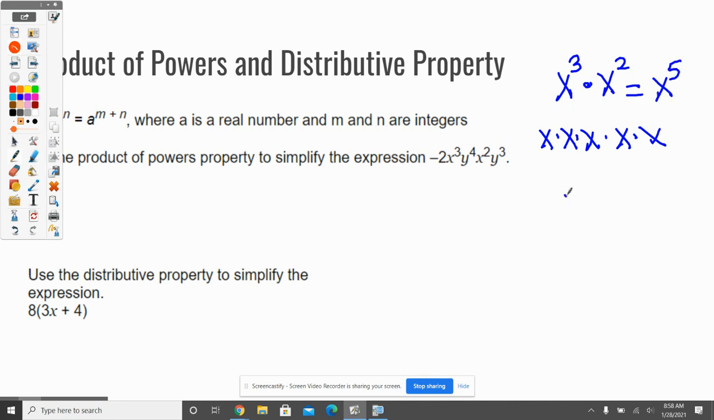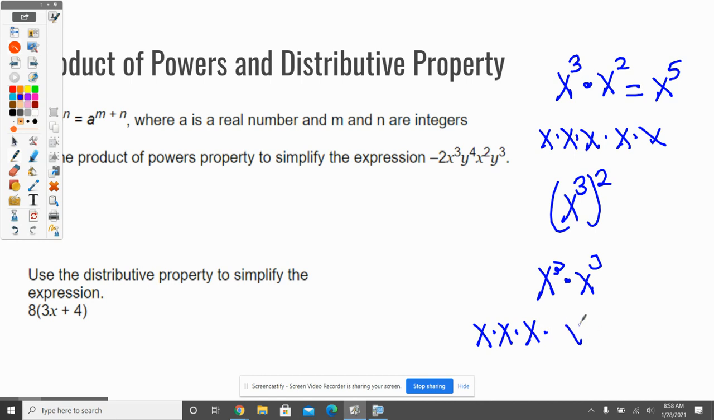Now, what happens if I have x cubed squared? This is called power to a power. Well, what does that mean? It means I have x cubed times x cubed, because if it's squared, it's x cubed times x cubed. Well, what does that mean? Well, just what I said a second ago, x times x times x times x times x times x. So that's x to the 6. So how can I get there from here? You multiply. That's called power to a power.